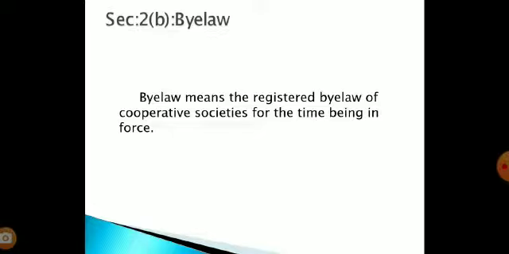Each and every cooperative society must prepare a bylaw in order to register the society. This bylaw specifies the various provisions or the various rules and regulations for the day-to-day functioning of the cooperative society. This bylaw should be prepared by the cooperative society strictly in accordance with the provisions specified in the Act and Rules. That means each and every cooperative society should prepare its bylaw in accordance with the provisions laid out in the Kerala Cooperative Societies Act 1969 and Kerala Cooperative Societies Rules 1969. Then this act defines bylaw: bylaw means the registered bylaw of a cooperative society for the time being in force.